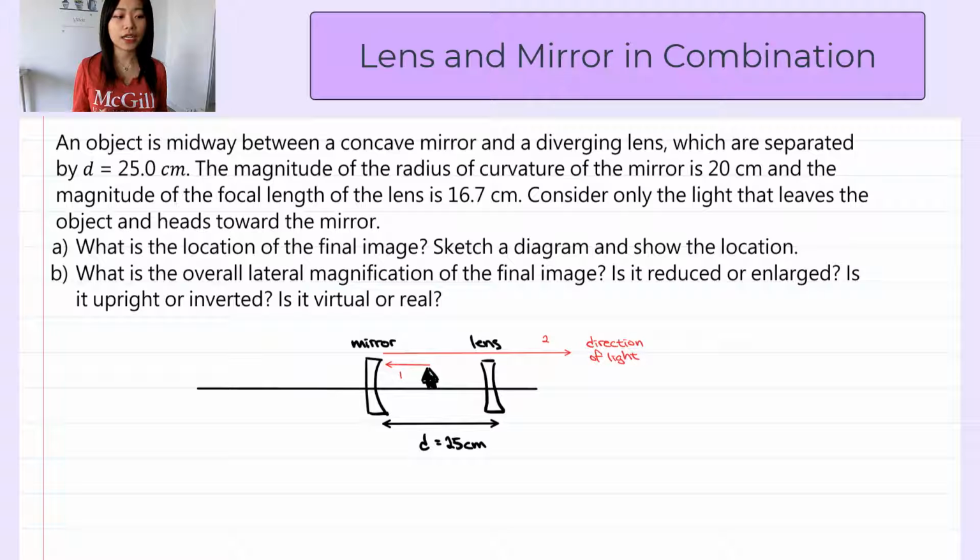And we are going to sketch it on the diagram. And B. What is the overall lateral magnification of the final image? Is it reduced or enlarged? Is it upright or inverted? Is it virtual or real? Let's start with part A.